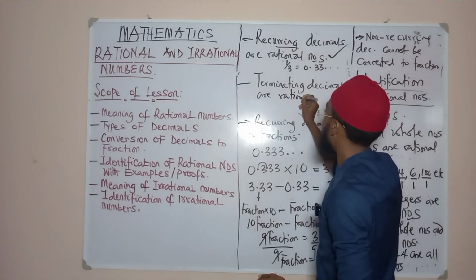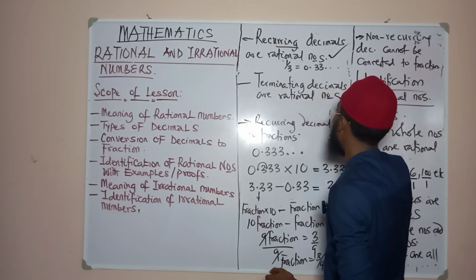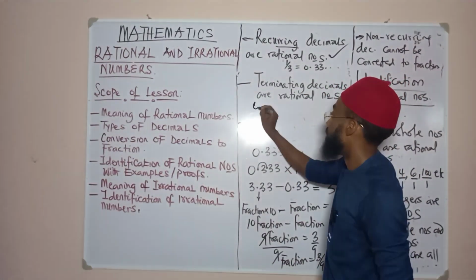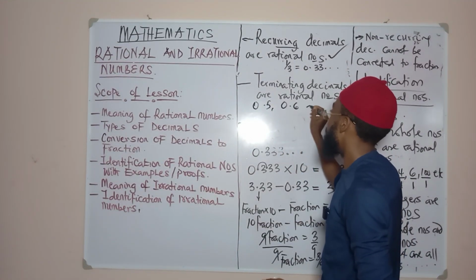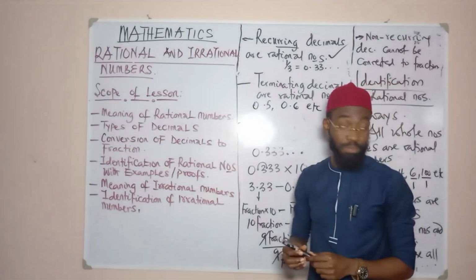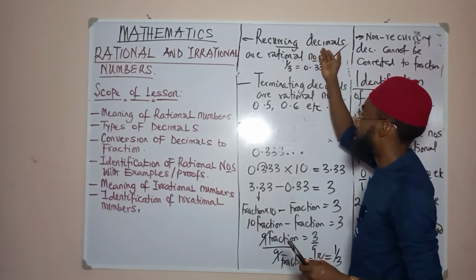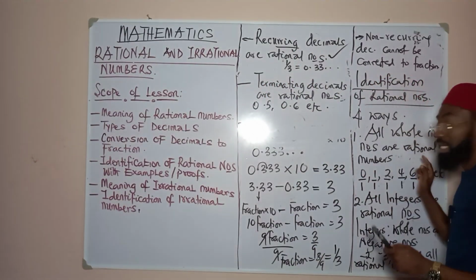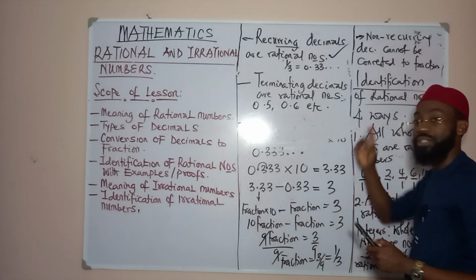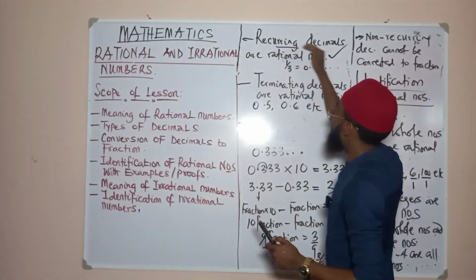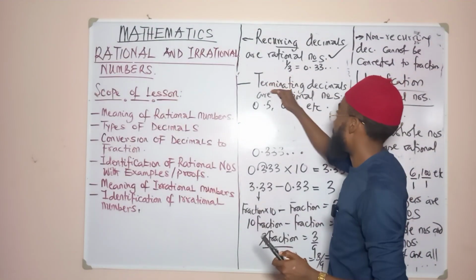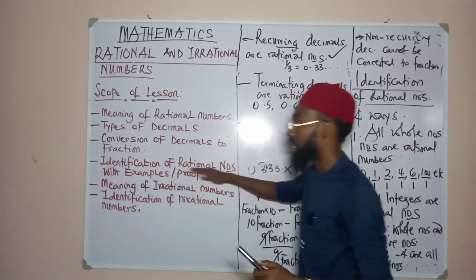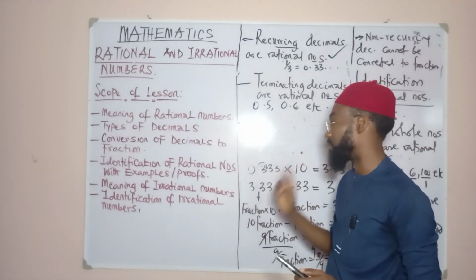So these are the 4 ways. There is no other way to know rational numbers except these 4 things I have listed here. For example 0.5, 0.6, etc. We explained the meaning of rational number, recurring decimals, and also the meaning of terminating decimal. So there are 4 ways. Whole numbers are rational numbers. Integers are rational numbers. Recurring decimals are rational numbers, and terminating decimals are also rational numbers. So we are done with this. How to identify rational numbers? 4 ways. Please don't forget it.